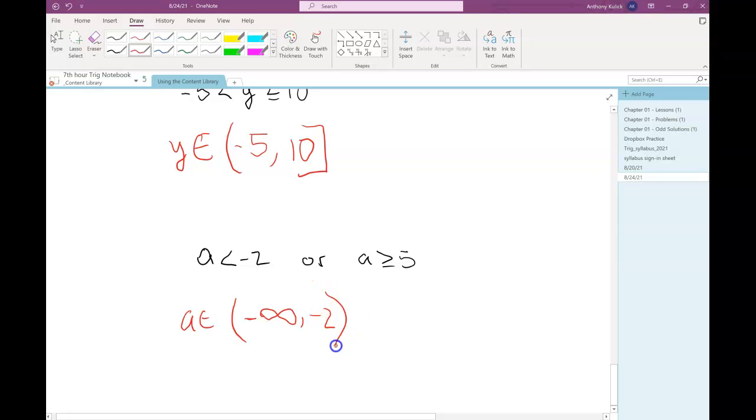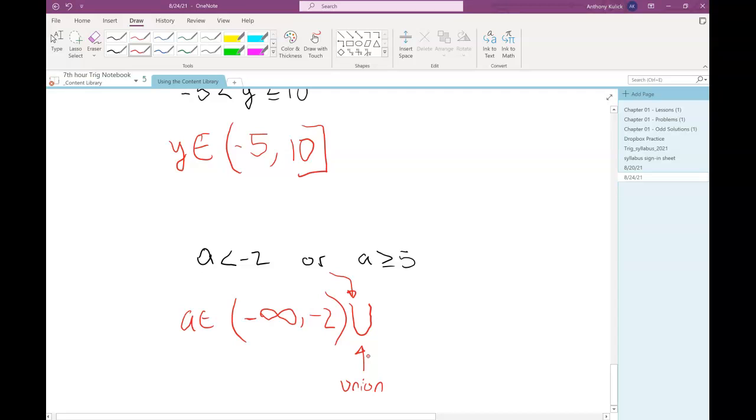Parenthesis also. Good. And then the symbol we're going to use to connect them is this symbol, which is like a U with no tail on it. That symbol is called the union symbol. Not important that you know the name for it, but what it represents is really the same thing as or for the language of sets. So that's all that's really saying.